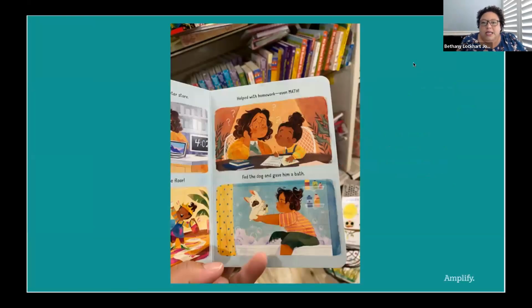I'm like, yes, let's read this book. And I'm flipping through it, and I noticed it's talking about all the things they do. Oh, mommy's tired. You walk the dog. You get to be mommy tonight. And it's saying, I helped with homework, even math.